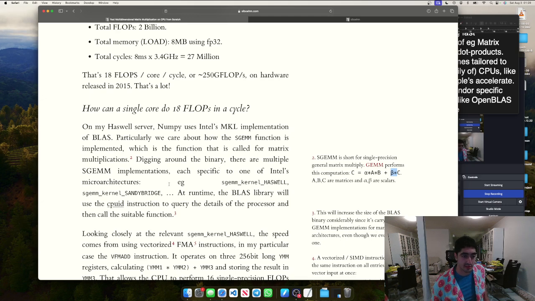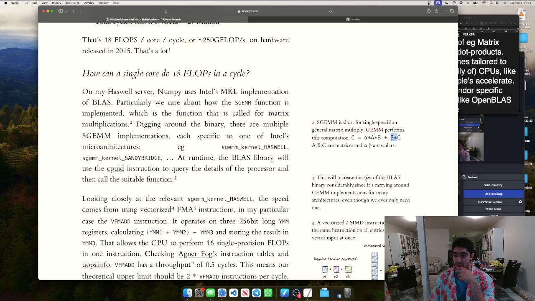Each is specific to one of the Intel's microarchitectures. An example is single precision general matrix multiply kernel Haswell, and single precision general matrix multiply kernel Sandy Bridge. At runtime, the BLAS library will use the CPUID instruction, which he doesn't explain, to query the details of the processor and then call the suitable function. This will increase the size of the BLAS binary considerably since it's carrying around general matrix multiply implementations for many architectures, even though we ever only need one.